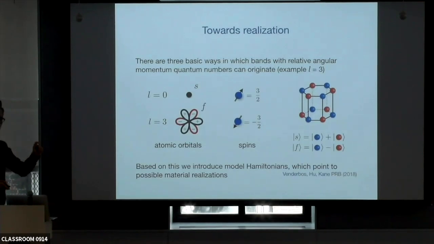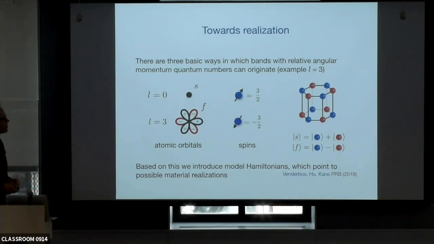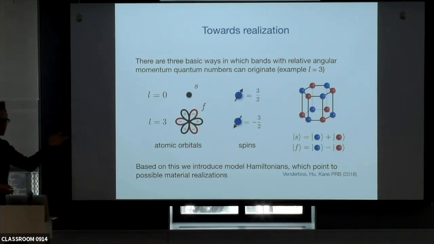Another thing you need, in order to have this higher angular momentum band inversion, is that the band inversion is between bands that have the right relative angular momentum quantum numbers. There are three basic ways in which one can do this. One is to consider cases where the bands have the character of different atomic orbitals. Or perhaps in spin-orbit coupled systems, you can think of spin, where the spin 3/2 and spin minus 3/2 bands also have a relative angular momentum 3. If they invert, that would lead to the same system. A third case, which is also important to mention, is that this can come from structure in the unit cell. In this simple structure here, you can form bonding and antibonding states of the two sites, and one will transform as an S wave state, and another will transform as an F wave state. I'll talk about a model that does this.